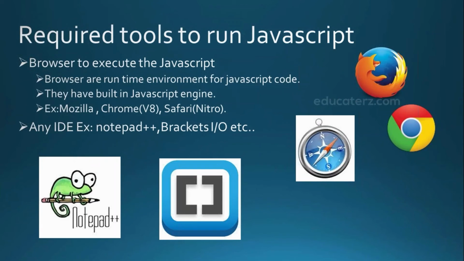So what are the tools we need to run JavaScript? First, you need to install a browser where we can execute JavaScript, like Mozilla, Chrome, etc. All these browsers have built-in JavaScript engines: Chrome uses V8, Mozilla uses SpiderMonkey, and Safari uses Nitro. You also need an editor where you can write the code; you can download any editor like Notepad++, Brackets.io, etc.